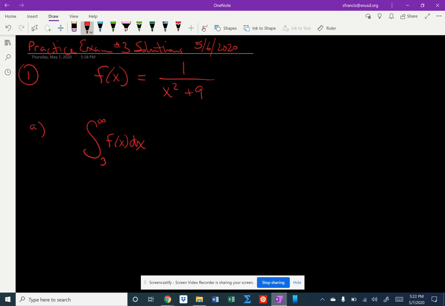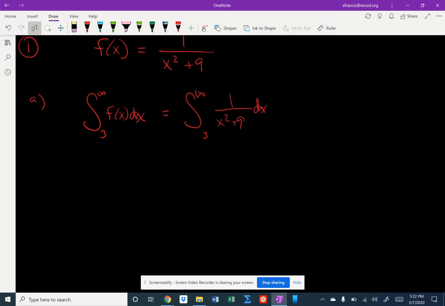All right, let's go through the solutions for practice exam number 3. Number 1, they gave us that our function is 1 over the quantity x squared plus 9. And then in part A, we're trying to evaluate the improper integral from 3 to infinity of f of x dx. Of course, you can just substitute in the 1 over x squared plus 9 here to start to rewrite this.